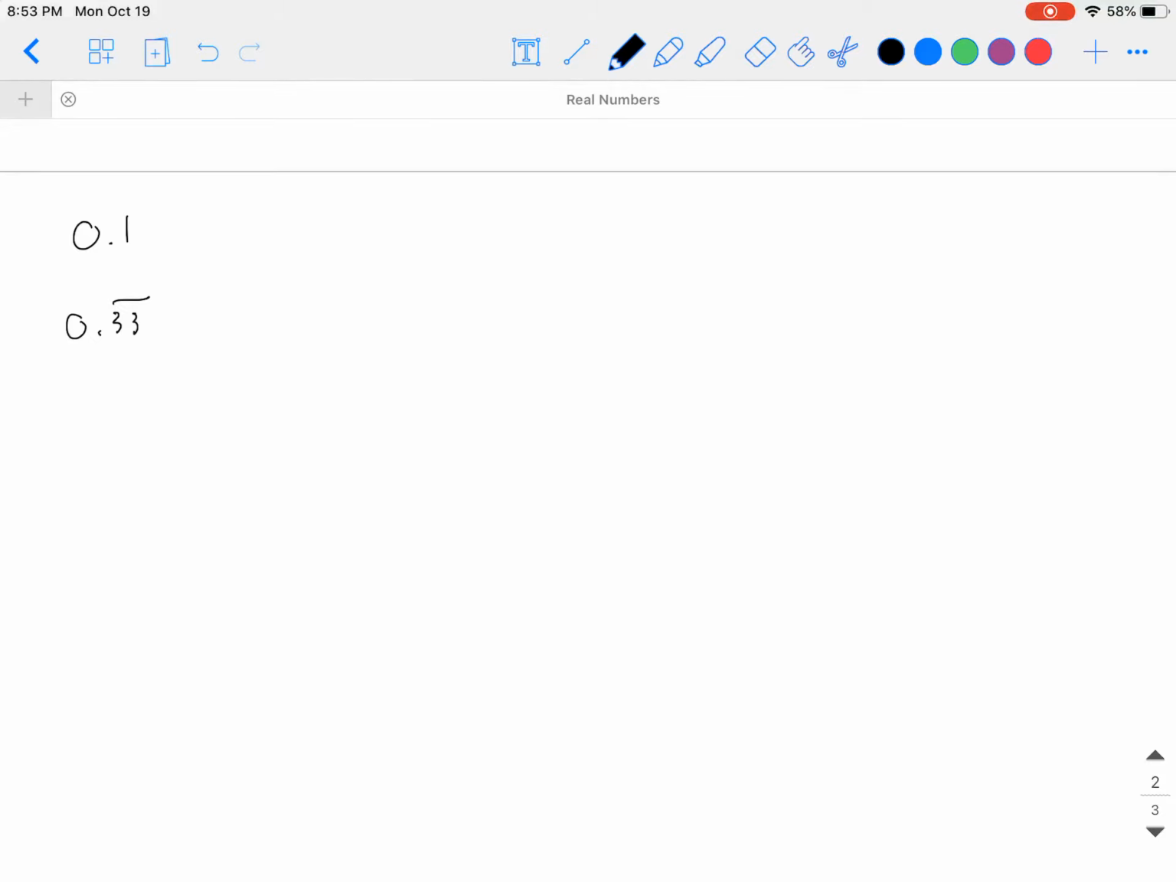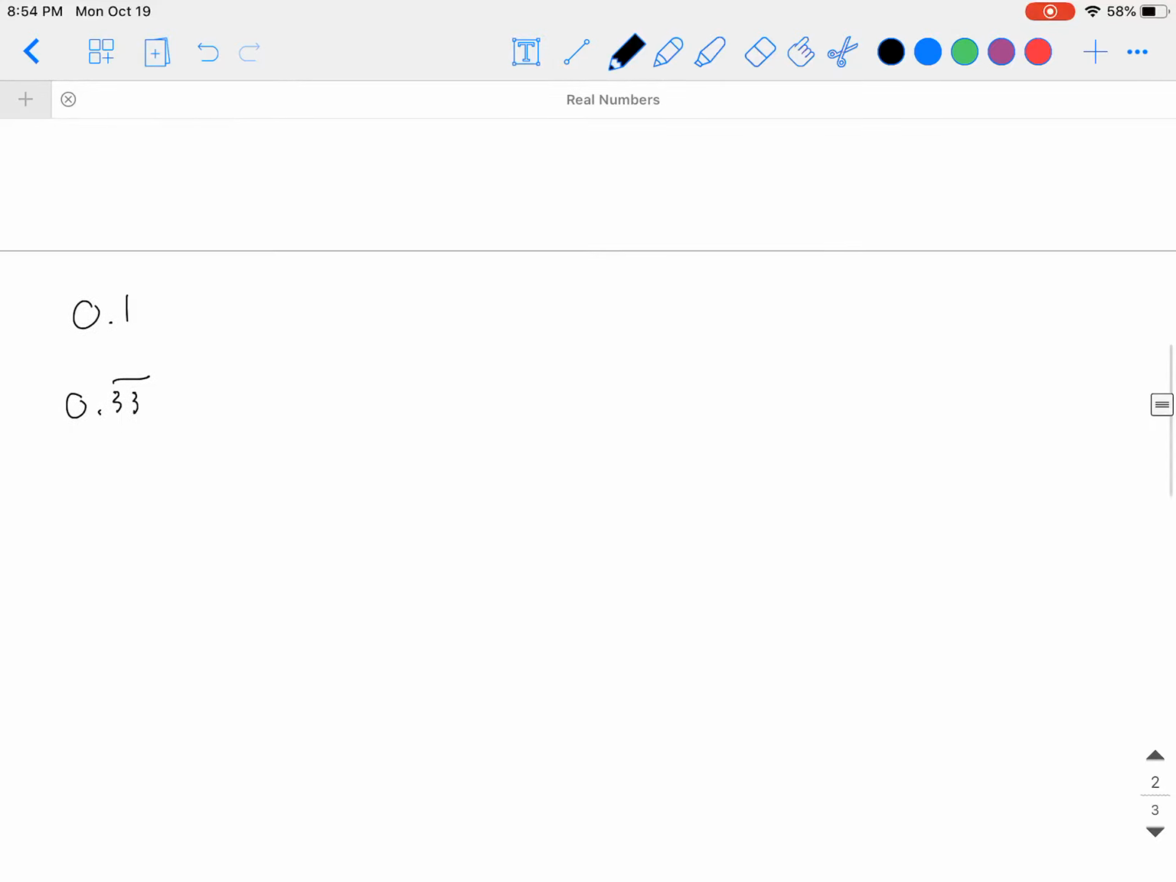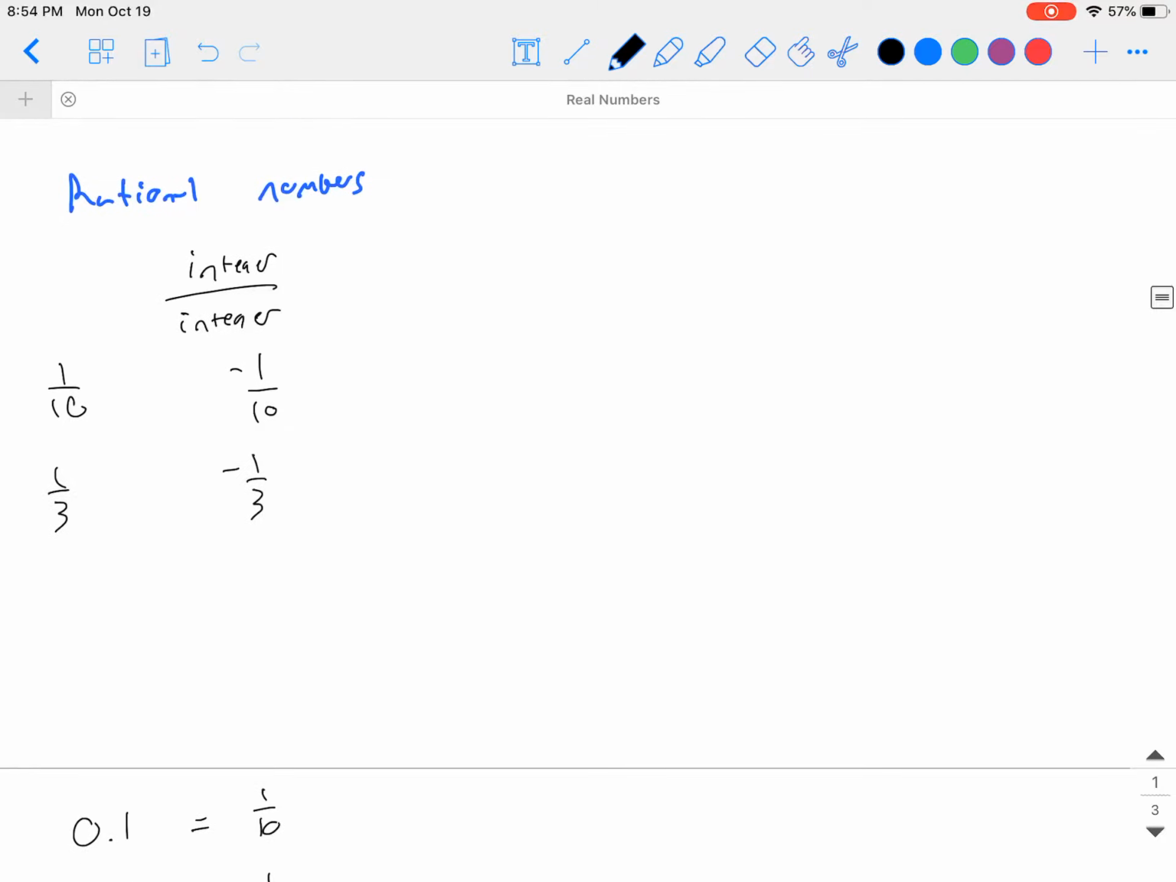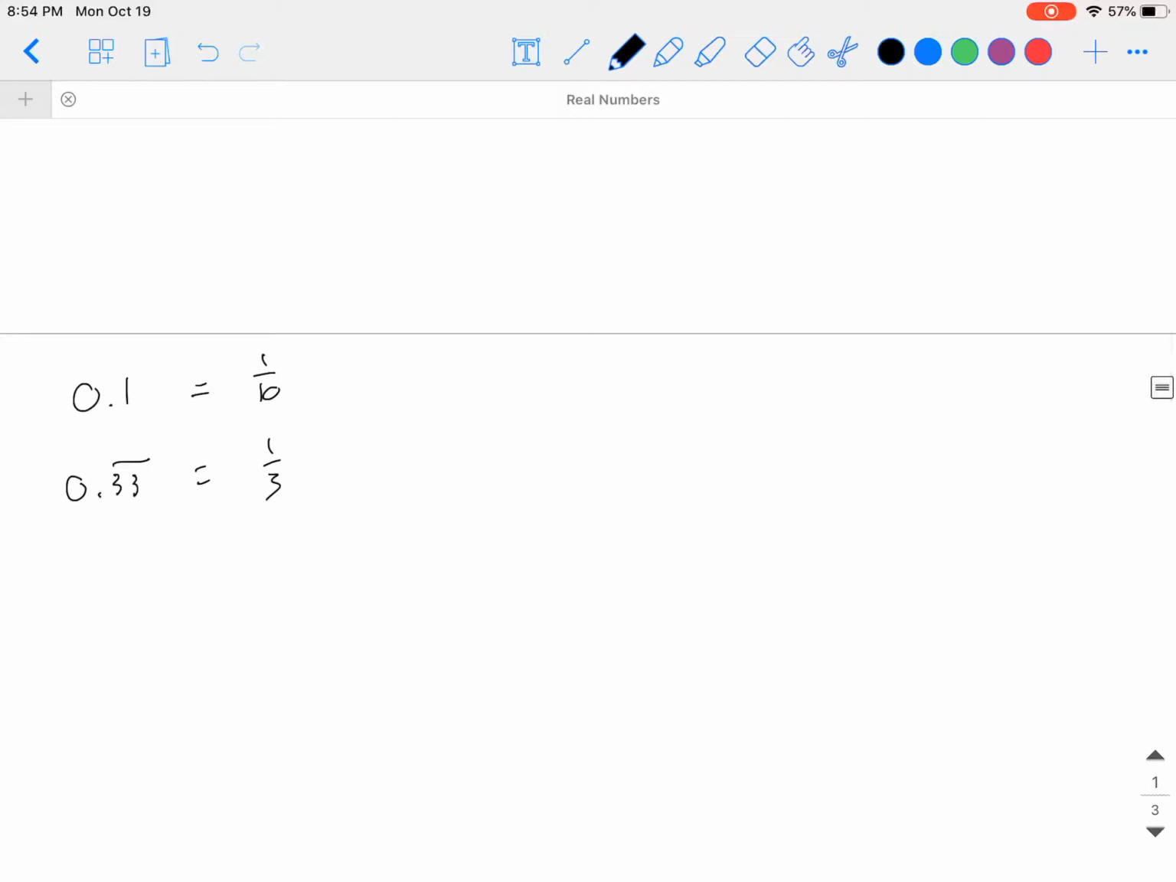If we take these two examples I showed, we can also express them as a fraction. 0.1 is equivalent to 1 over 10, and 0.33 repeating is equivalent to 1 over 3. So, even with expressing rational numbers as decimals, the original definition of integer over integer is still valid.